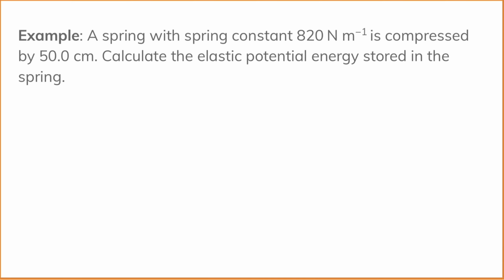So we're going to get into some examples. We have a spring with a spring constant of 820 newtons per meter, and it's compressed by 50 centimeters. So this is a large spring. Calculate the elastic potential energy stored in the spring. The main thing we have to understand here is that this 50 centimeters, we've got to convert that into meters.